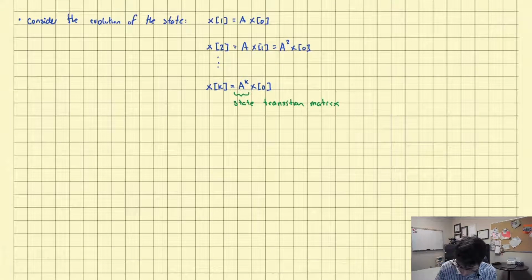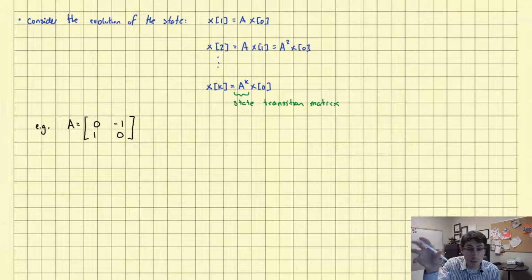So as an example, what is that? That's a rotation matrix. It rotates by 90 degrees. Okay, it's a counterclockwise rotation by 90 degrees.